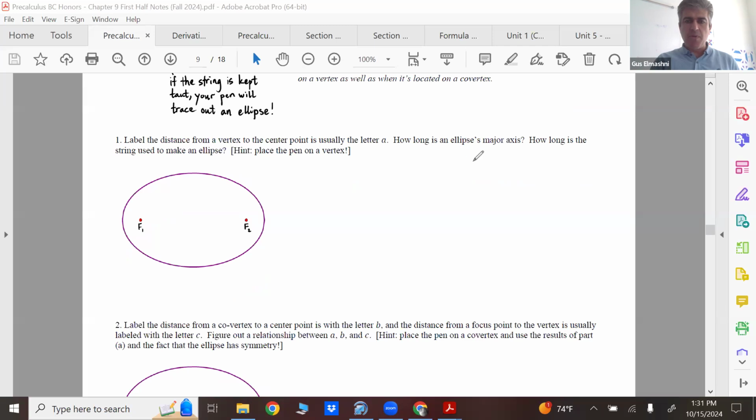Obviously, how long is the major axis? 2a. So the string is also 2a. If I were to actually take a piece of string, connect this and connect this, those 2 segments would total 2a. So that would be the length of the string. Yes, it's dependent on the vertex. I already talked about this, so it's nothing too crazy. The relationship between a, b, and c I already talked about as well.